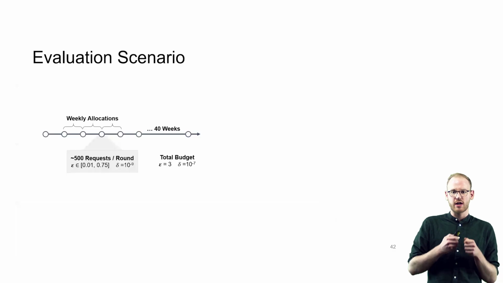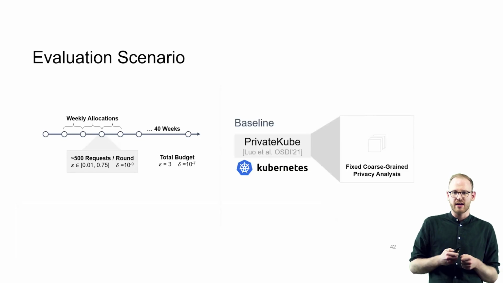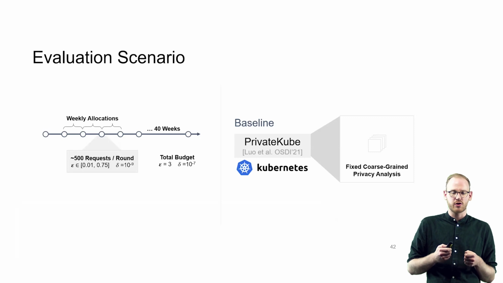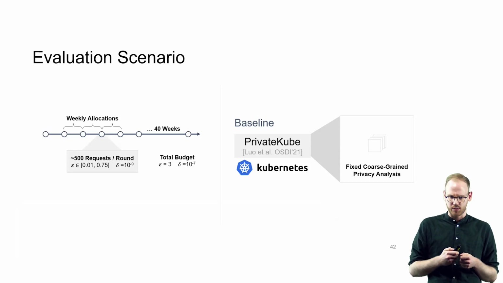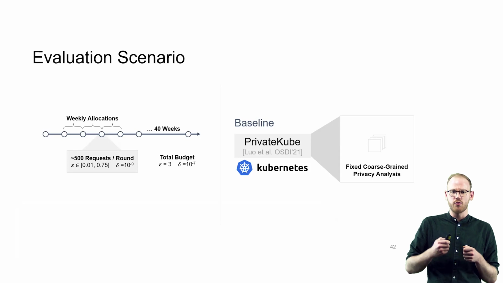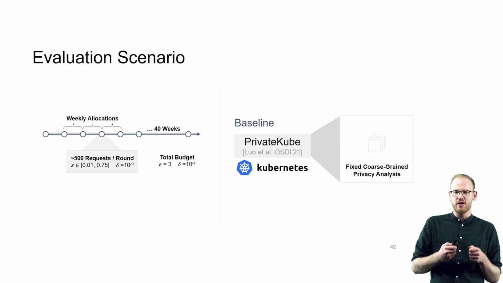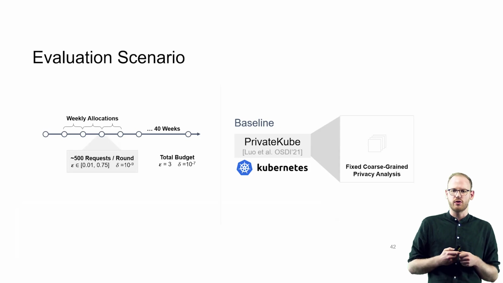In our evaluation, we experimented with various workloads and we simulated a scenario with weekly allocations over 40 weeks. We compare against the closest related work called PrivateCube, an extension to the Kubernetes orchestration system for privacy resources. PrivateCube does not support the fine-grained privacy analysis of Cohere, but their allocation problem can also be understood as a multidimensional knapsack problem. Now, we instantiate both our system and PrivateCube with three approaches to solve the underlying optimization problem: a greedy first-come, first-served baseline and two heuristic-based approaches.